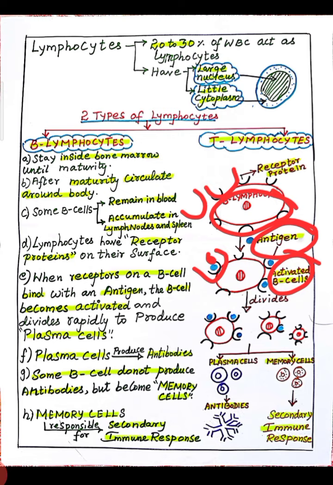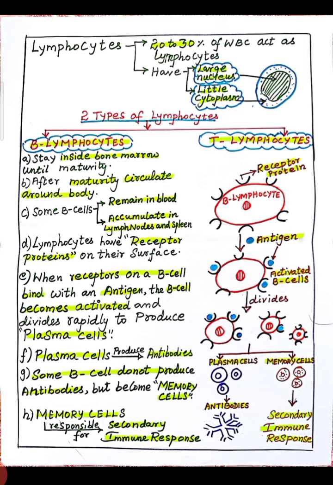Then the activated B cell divides rapidly to produce plasma cells. That plasma cell produces antibodies. We know the value of antibodies, which play a vital role in producing immunity and fighting against the foreign antigen, right? Some of the B cells do not produce plasma cells.